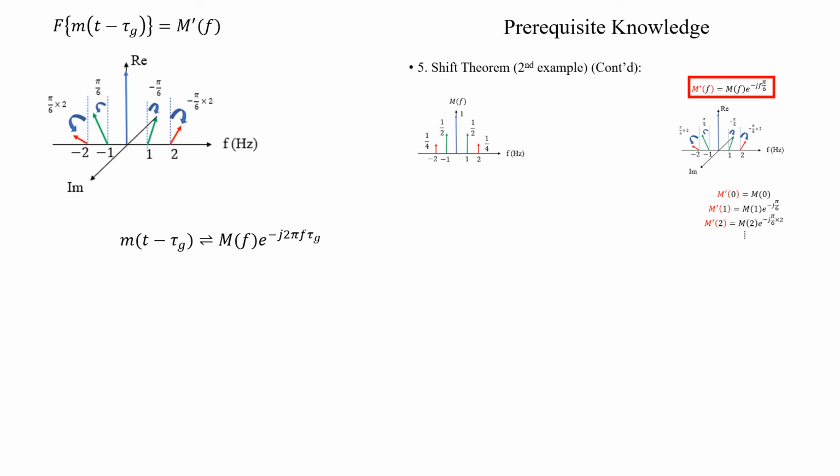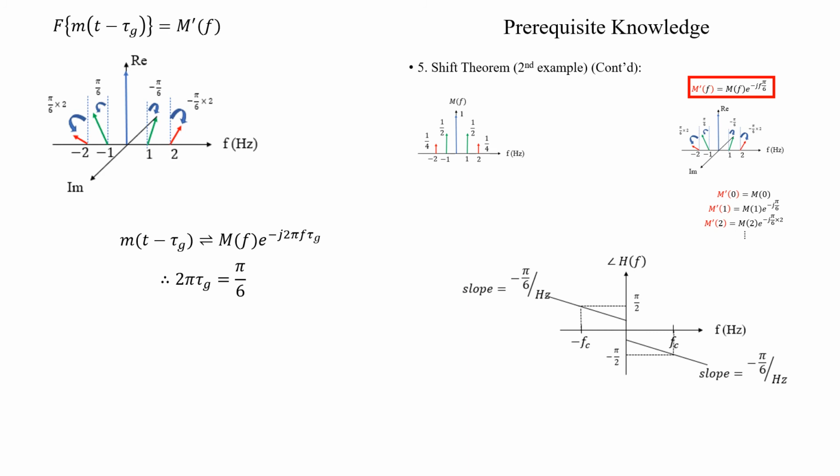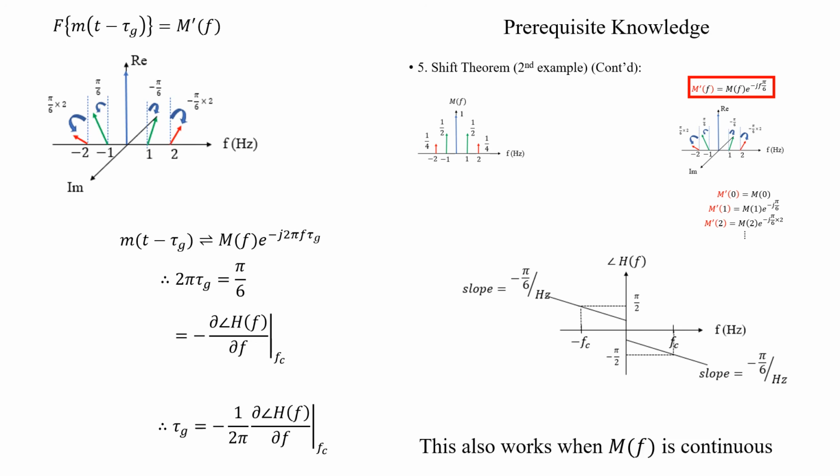And from our example from prerequisite knowledge number 5, we know that 2 pi tau sub g is equal to pi over 6. But recall that pi over 6 is equal to the negative of the slope of the phase response. So we can say that 2 pi tau sub g is the negative of the derivative of the phase response with respect to f at fc. And finally, we have tau sub g is equal to this thing right here. Note that this also applies to the continuous case where the spectrum is continuous in f.